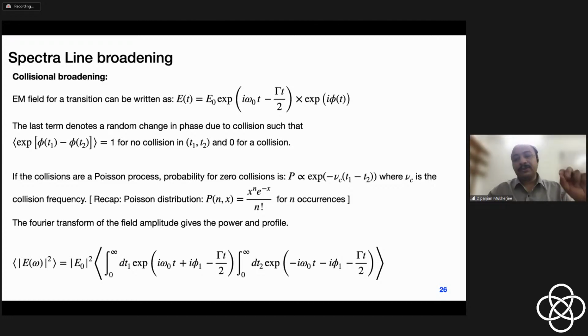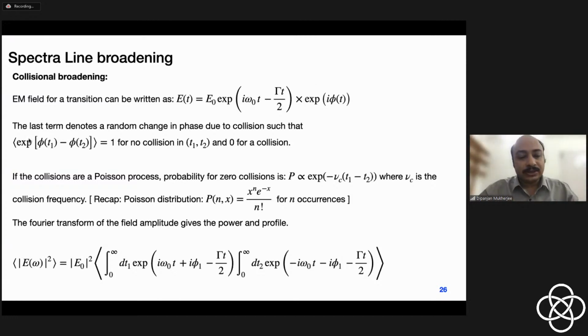What happens is, if you have particles that are emitting, for example, let's say a particle is emitting an electromagnetic wave. So the electric field of that electromagnetic wave would be given by this exponential i omega t, which is just a sinusoidal function. There will be a minus gamma t by 2. This is because of this finite lifetime of the particle. So this is not a continuous sinusoidal train, but a sinusoidal train with a decay factor, and given by the finite width. And then it will have a phase. Now, if this particle collides with another particle, the phase will change.